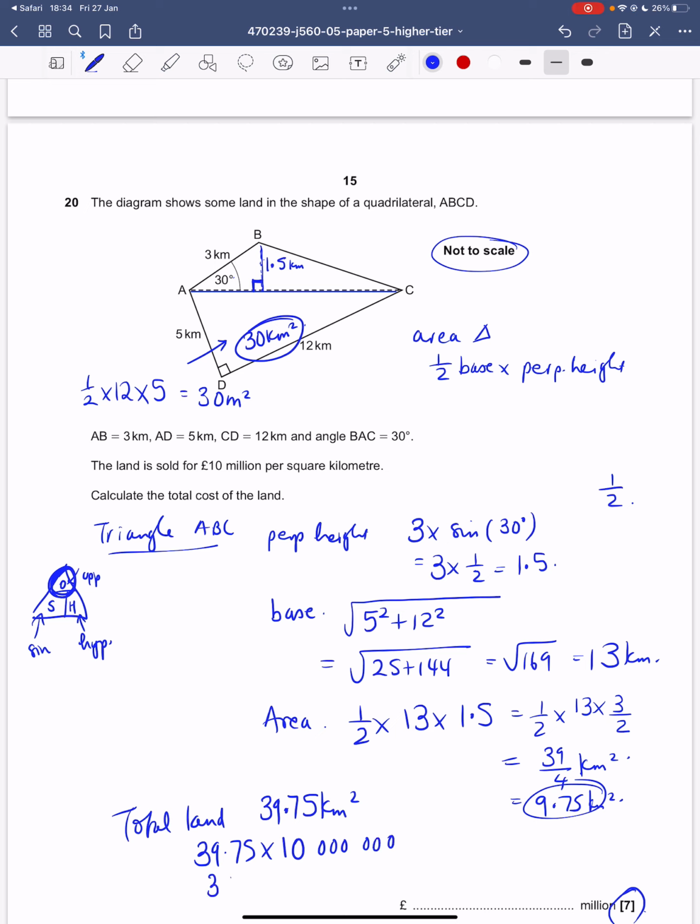Okay, so it's 3975. Let's take off 2 of those. So 1, 2, 3, 4, 5 noughts. But we want the answer in millions. So it's 397.5 million pounds.